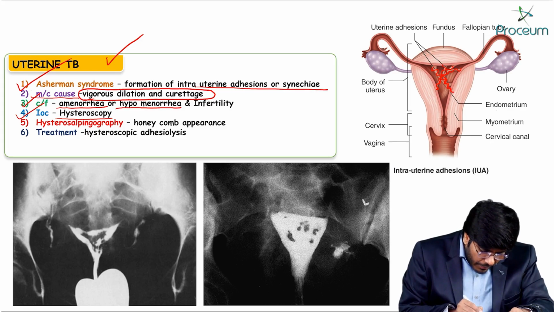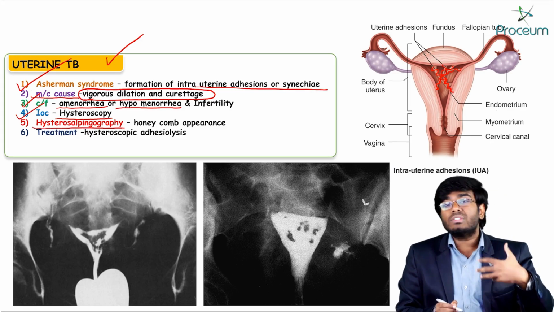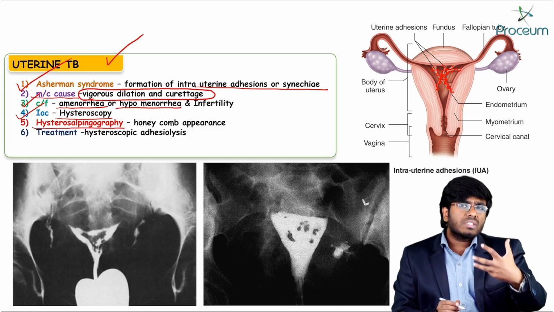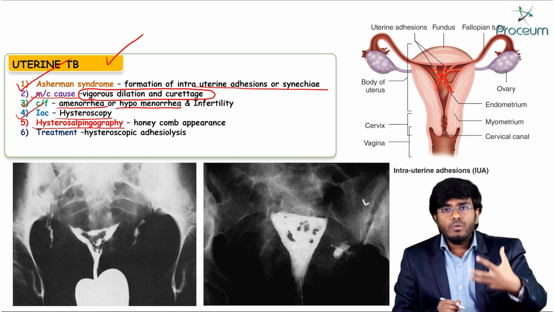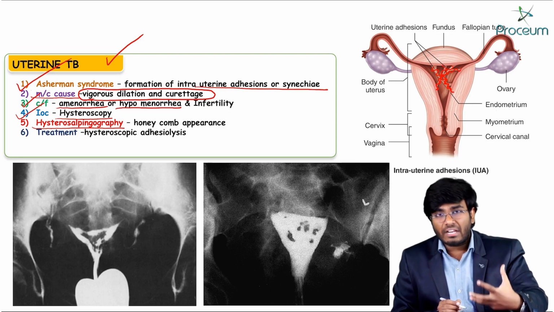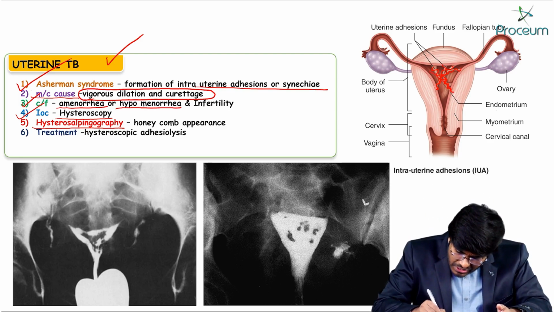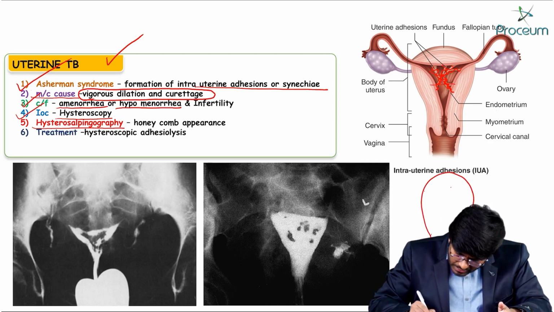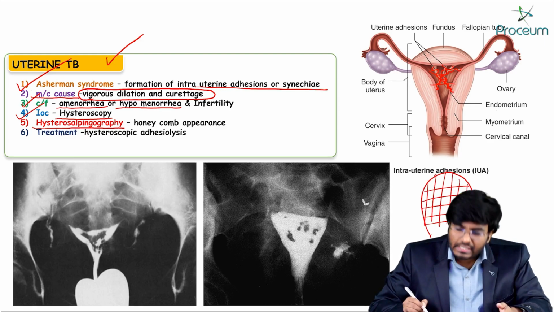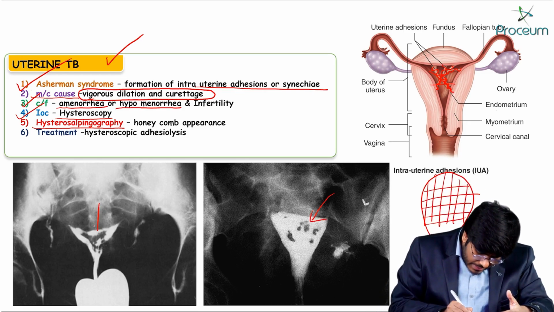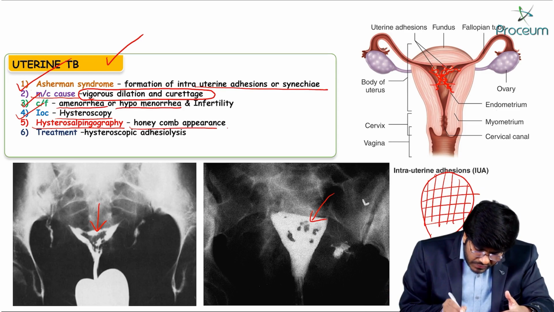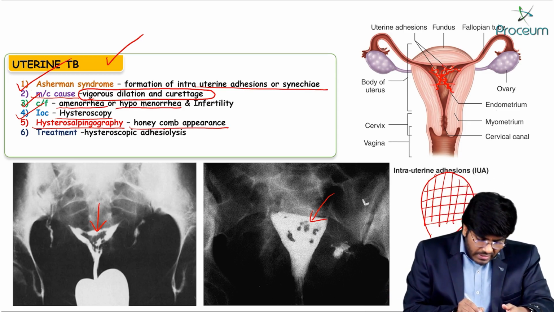Now, hysterosalpingography is usually contraindicated. But if you unknowingly perform hysterosalpingography, because of these intrauterine adhesions, the hysterosalpingographic study will give you a honeycomb-like appearance of the uterus. And what is the treatment of choice, guys?